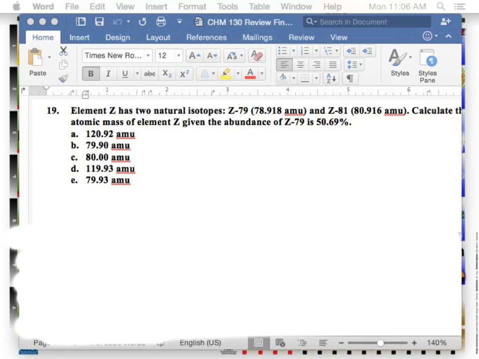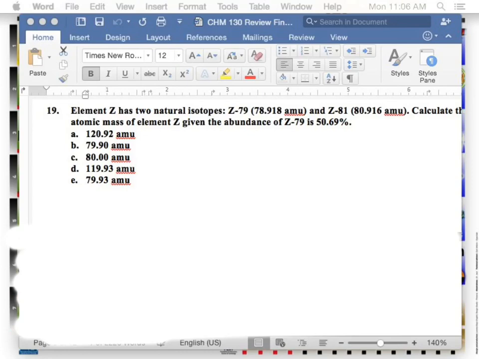But close. If we go through and look at our answers, there are two of them that come out darn close, 79.90 and 79.93. I'm going to bet one of those is the flat average and the other one is the weighted average. I'm not positive, but that's my guess. 90 is the flat average, 93 is the weighted average.